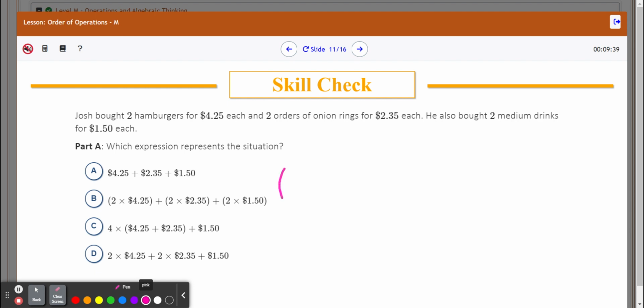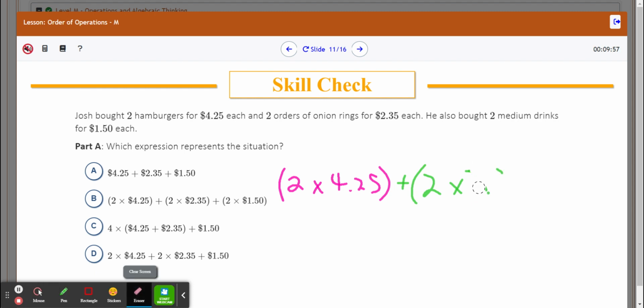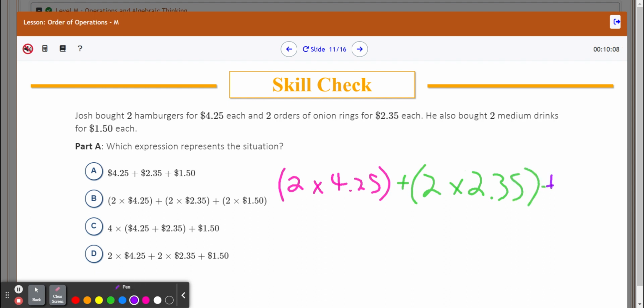So the first thing I want to do is, Josh bought 2 hamburgers for $4.25. Then I'm going to add the 2 orders for $2.35 for the onion rings. Then he also bought 2 drinks at $1.50 each. So that's how that equation would look.